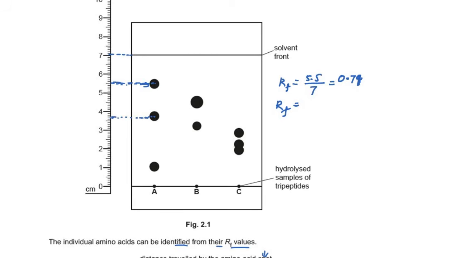3.6 or 3.7, we can say. So suppose we take it as 3.7, the RF value should be 3.7 divided by 7, which is approximately equal to 0.53. Now if we talk about the third spot, which is at the bottommost, I would say it is approximately 1 centimeter. So RF is 1 divided by 7, and so the RF value is approximately 0.14. So here are the three values: 0.79, 0.53 and 0.14.